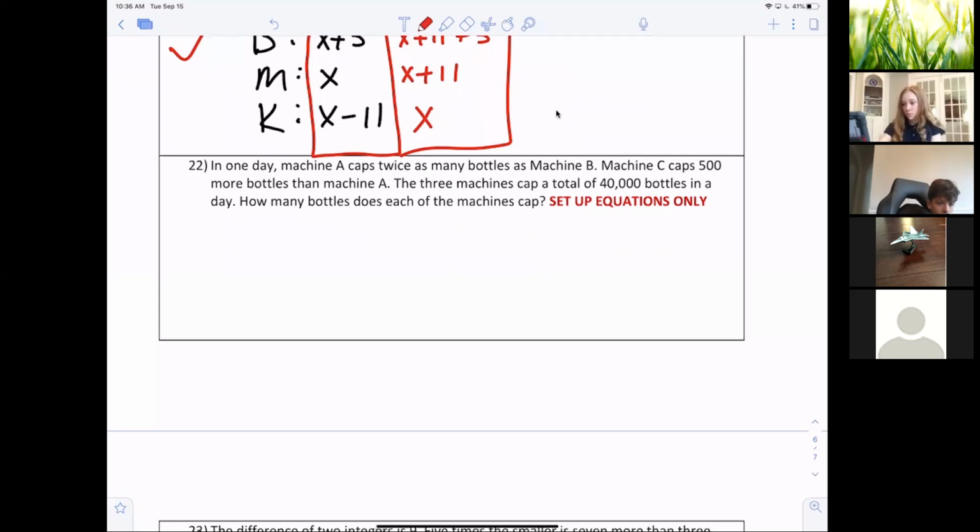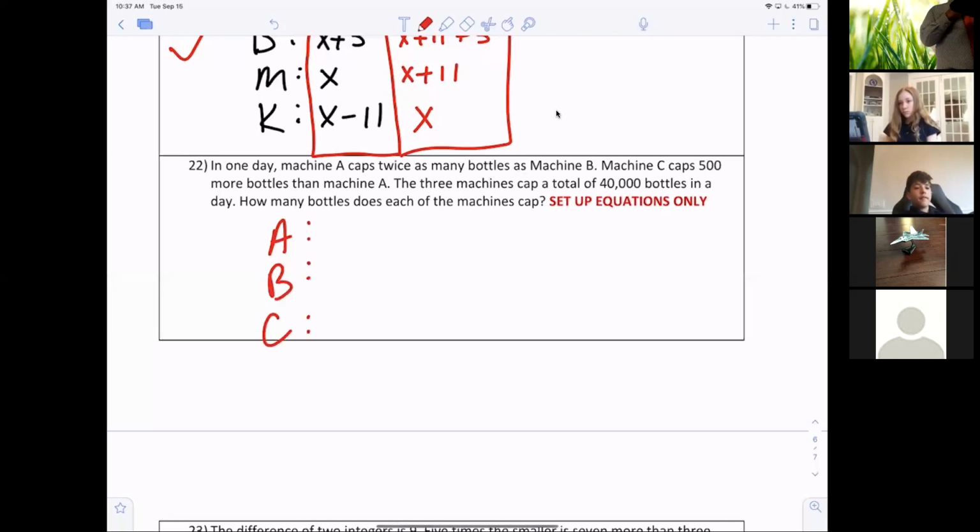Mr. Pika, are you ready? Yep. All right, what am I writing down? Okay. A equals X times 2. Wait a minute. How many machines are we dealing with? Three. And what are they called? Machine A, machine B, and machine C. All right, now I'm better.